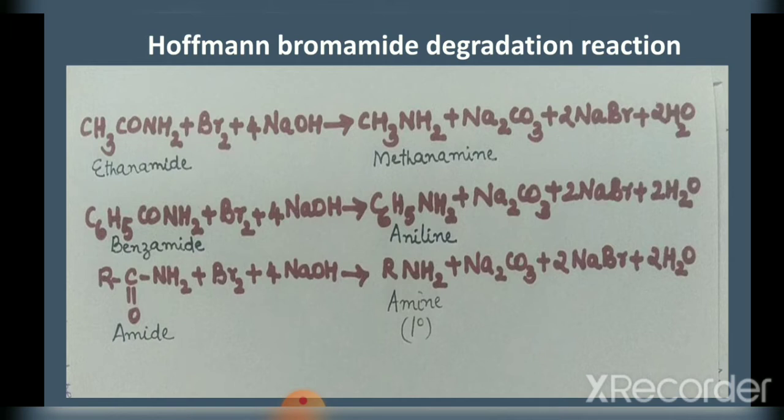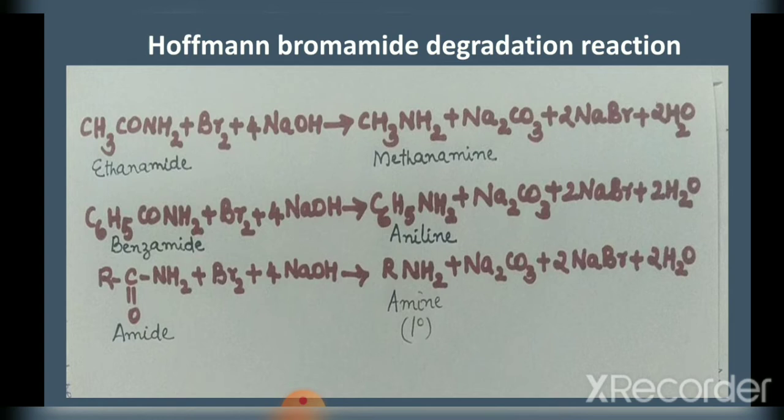RNH2. Along with the primary amine RNH2, sodium carbonate, sodium bromide and water will also be obtained. The general reaction equation is RCONH2 + Br2 + 4NaOH gives RNH2 + Na2CO3 + 2NaBr + 2H2O. Now let us see how to prepare a primary aliphatic amine like methanamine.